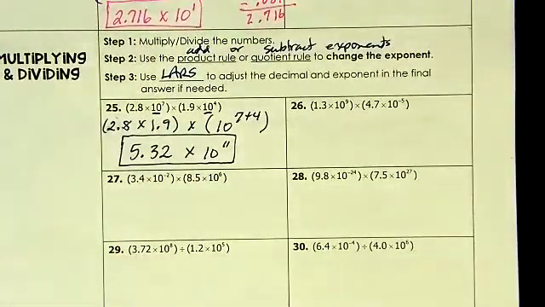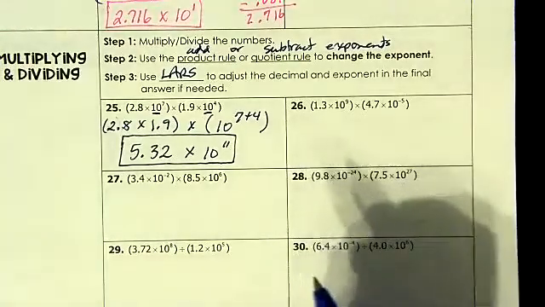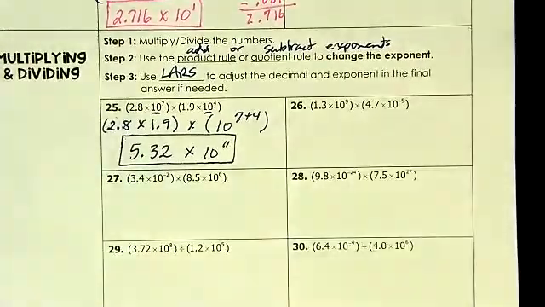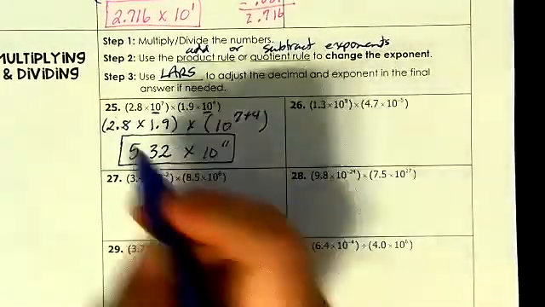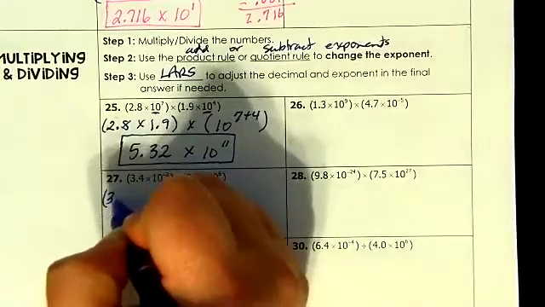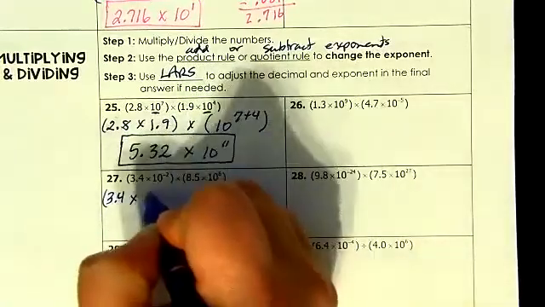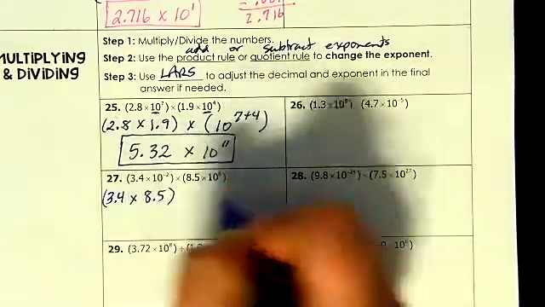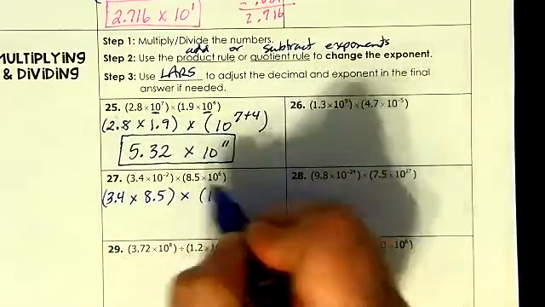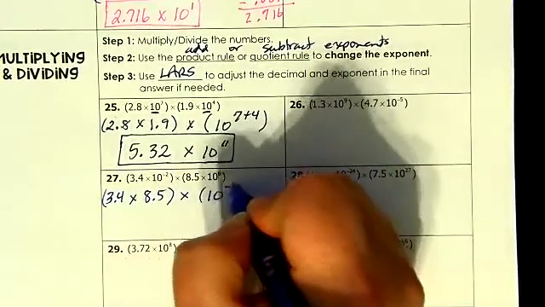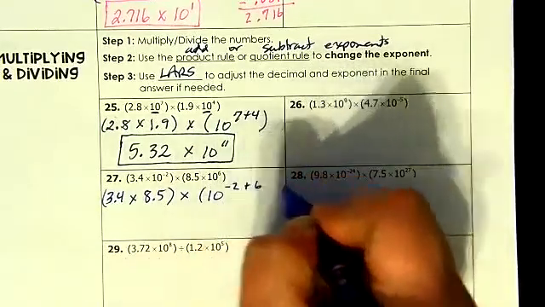Again, if you've got questions or need to listen to it again, pause it or come and see me. All right, next, 27. Okay, we're multiplying again. So I'm going to have 3.4 times 8.5 times 10 to the, since I'm multiplying, that means I'm adding, so I'm going to have negative 2 plus 6.